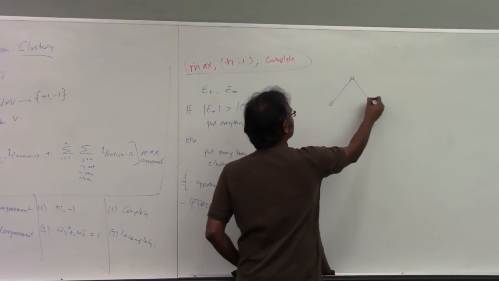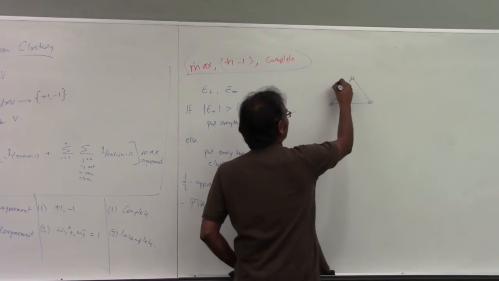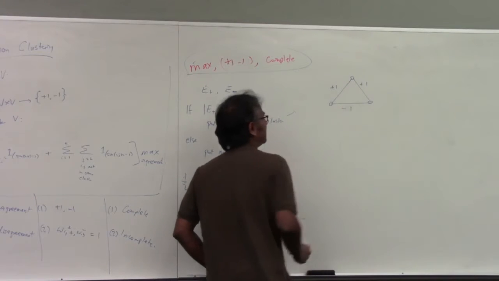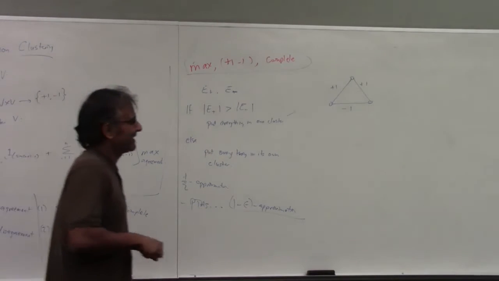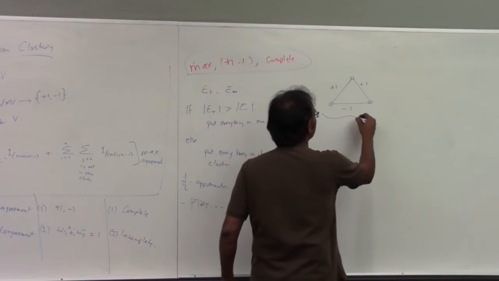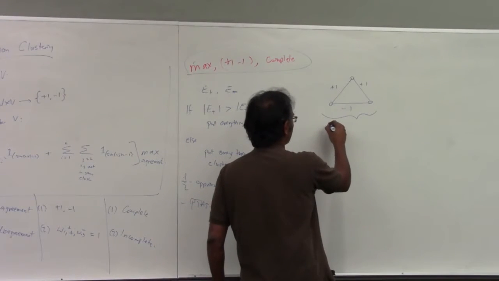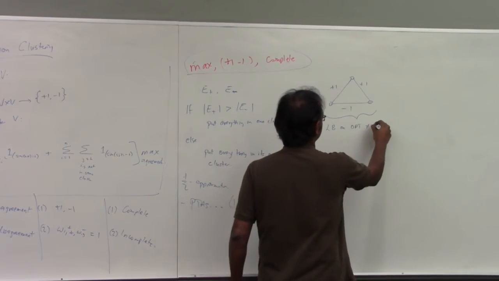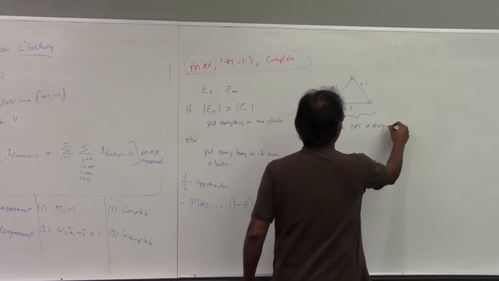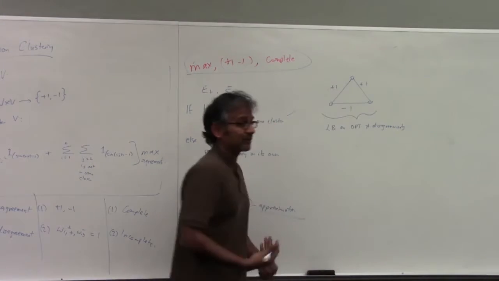So let's consider 3 objects. And let's say you have a plus 1 here, and a minus 1 here. As I said before, no matter what you do, you're going to pay a cost on this. You're going to pay a cost of at least 1 for this triangle, no matter how you partition it. You can check this for yourself and see. So in some sense, these objects give you a lower bound on the optimal number of disagreements, because you have to pay at least 1 unit for every triangle that looks like this.